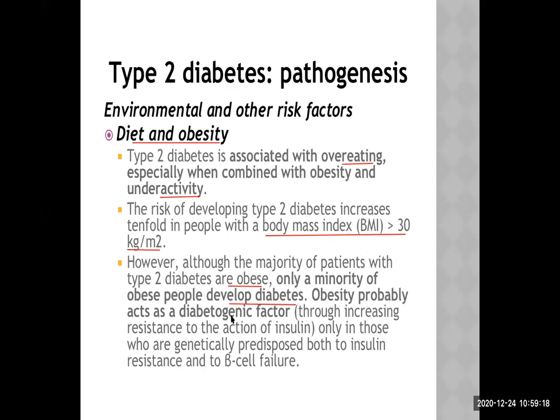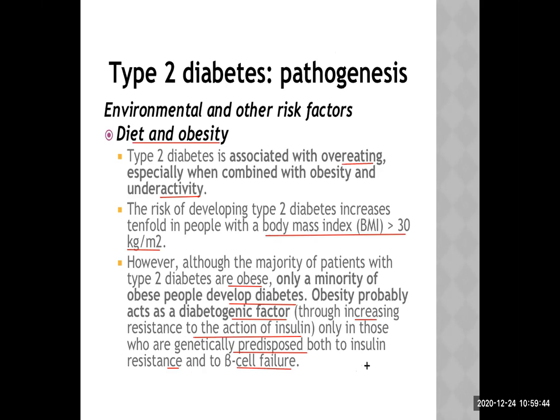Obesity probably acts as a diabetogenic factor, and that is mainly done by increasing the resistance to the action of insulin only in those who are genetically predisposed both to insulin resistance and beta cell failure. Okay, so let me clarify this, a little bit confusing statement for you. Please listen properly. This is an important concept here.